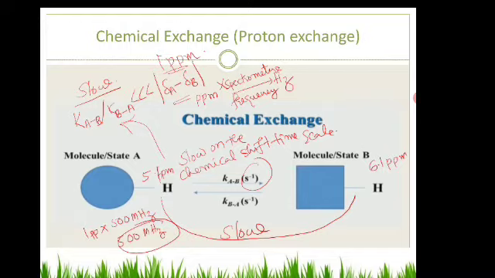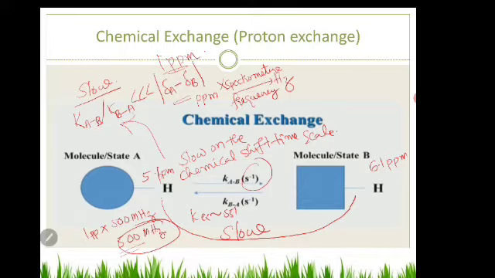And suppose the exchange rate constant k is almost 5 per second. That means in a second, 5 times the hydrogen is getting exchanged. It is in dynamic equilibrium between the molecular state A and molecular state B, 5 times per second. So if you compare the 5 times per second with the 500 hertz, for sure the exchange rate constant A to B or B to A is far smaller than the chemical shift difference of 500 hertz.